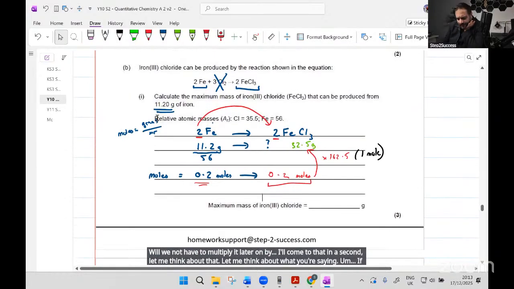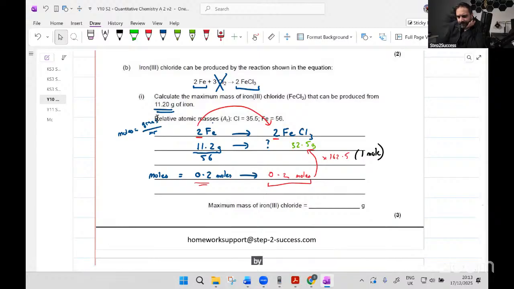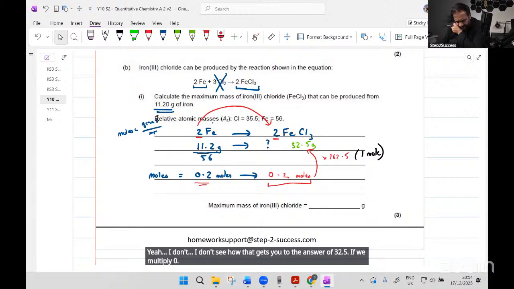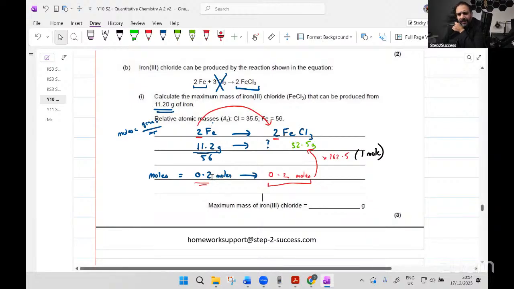If we multiplied 0.2 by 2 at the start, I don't see how that gets you to the answer of 32.5. If we multiply 0.2 by 2 at the start, that's here. Will we not have to multiply it later on by 162.5 then?